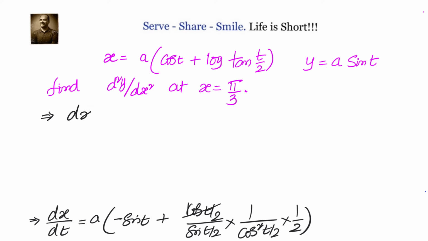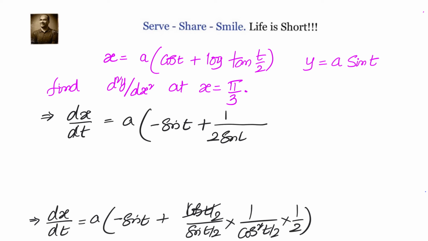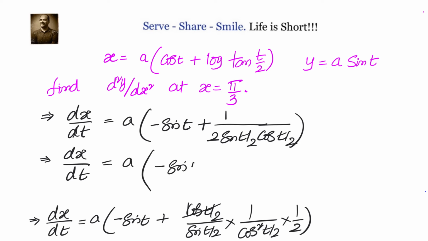Let's write it down. dx by dt equals a into minus sin t plus 1 divided by 2 sin t by 2 cos t by 2. But we know 2 sin t by 2 cos t by 2 is equal to sin t, because sin 2x is 2 sin x cos x, and sin x equals 2 sin x by 2 cos x by 2. So this now becomes a into minus sin t plus 1 divided by sin t.